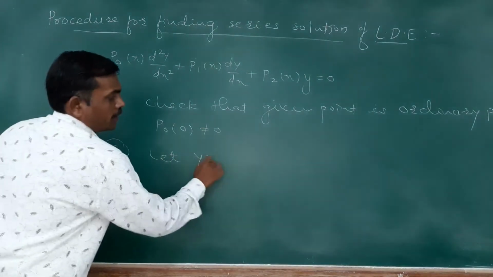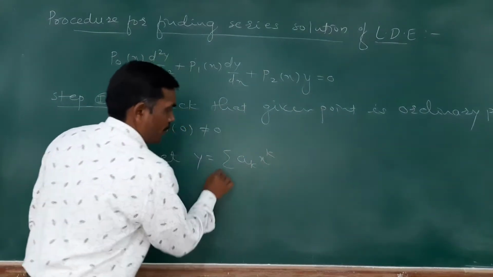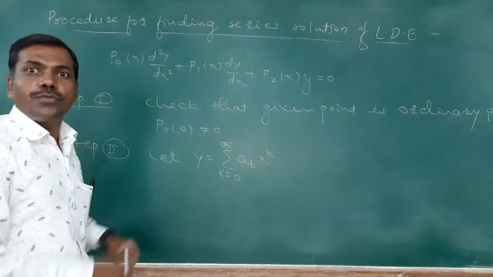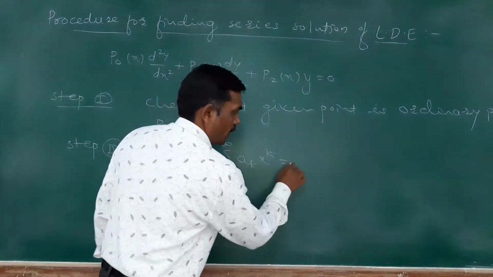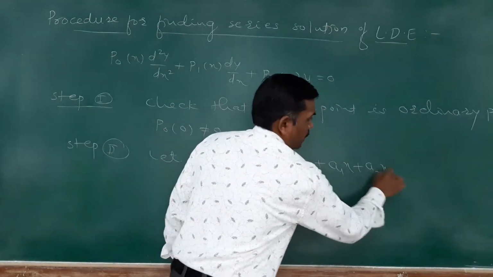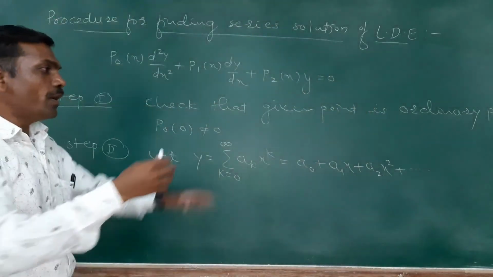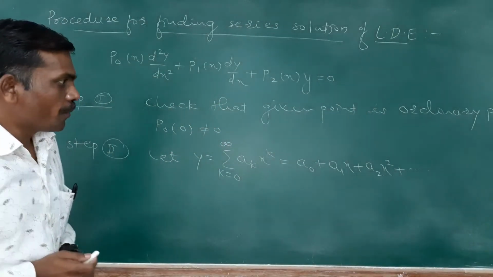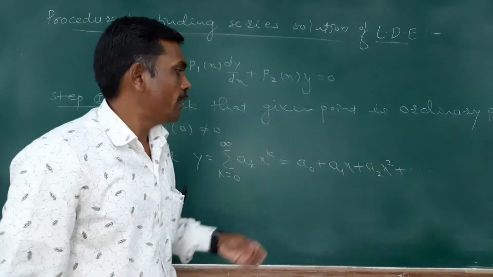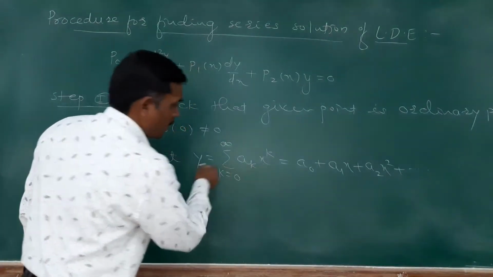Let y is equal to the series summation ak x raised to k, k is equal to 0 to infinity. Means we have to assume the series ak x raised to k, that is a0 plus a1x plus a2x square plus a3x cube plus dot dot dot. You may take so many constants, a0, a1, a2, because a2, a3, a4 all we are going to find in terms of a0 and a1. So I have here ak x raised to k, this is my y.